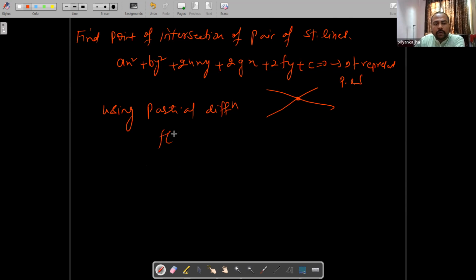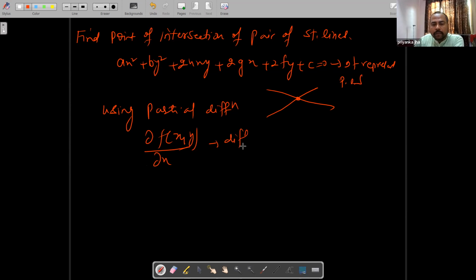Suppose you have a function of x and y and you want to differentiate it partially. It means that we'll write like this: del f upon del x. It means that we are differentiating this function with respect to x, keeping other variables constant. We'll keep y, maybe z constant.